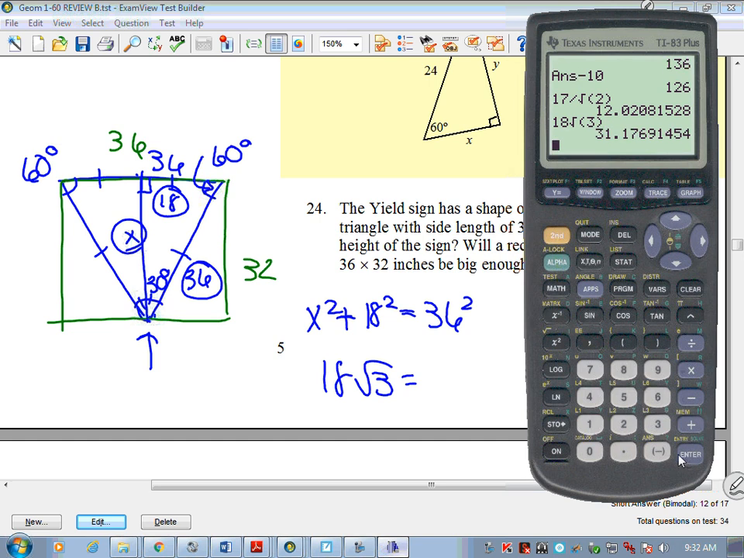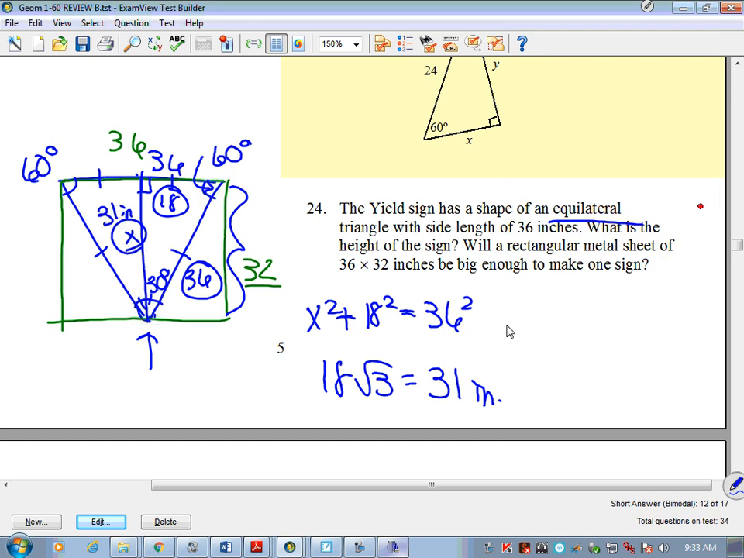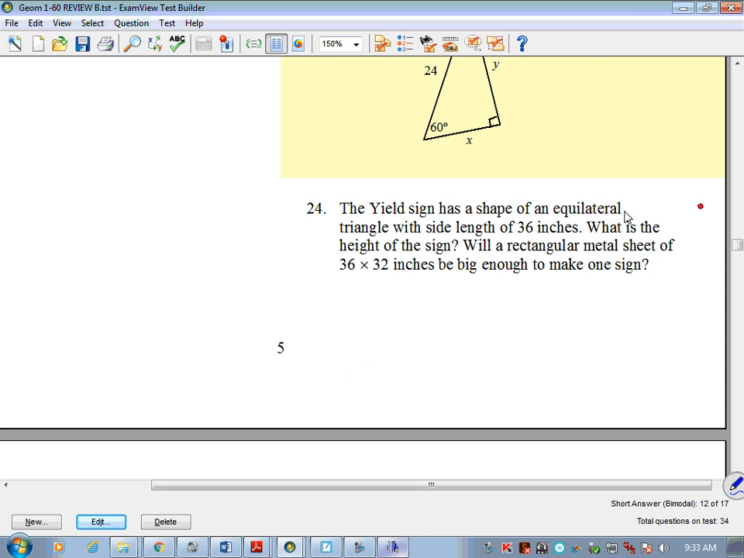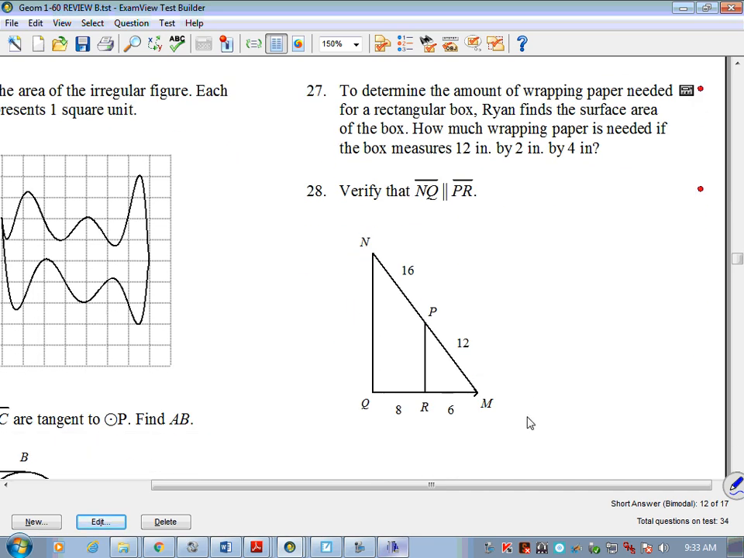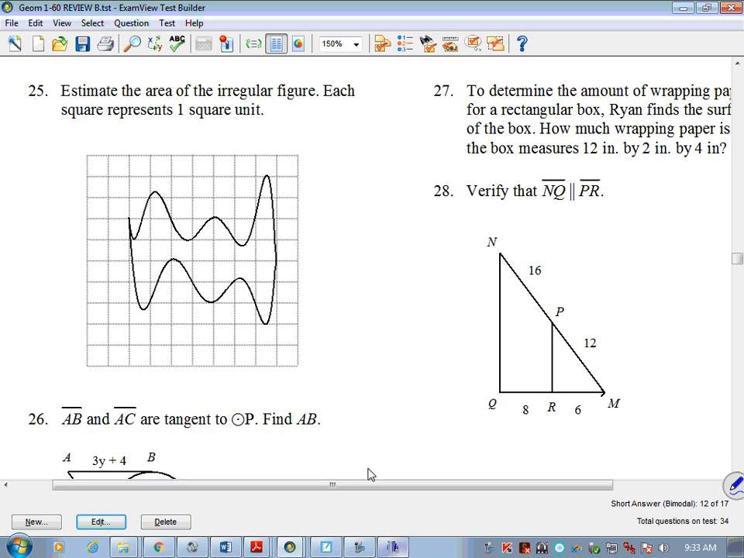Okay, I'm getting 31, I believe, inches. And if this is 32 inches, and this is 31 inches, I know that this is going to be long enough. So my answer is going to be yes. The height of this is only 31 inches, okay, which is less than 32. But I have to show my work, okay, whether I'm using the Pythagorean theorem or my ratios. I have to show my work.